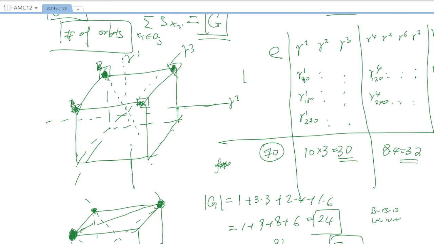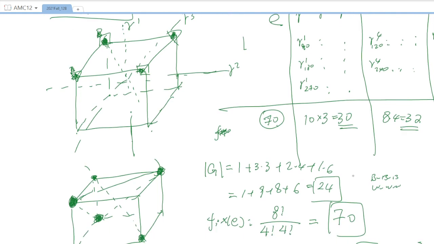Okay, 6 times 6 is 36. Now let's add all of them together. So we have the 70 plus the 30 plus 32 plus 36 is equal to 168, right? That's the total of the fix.